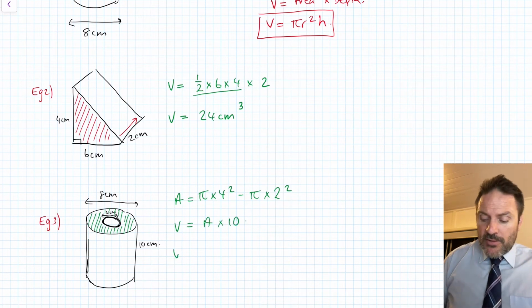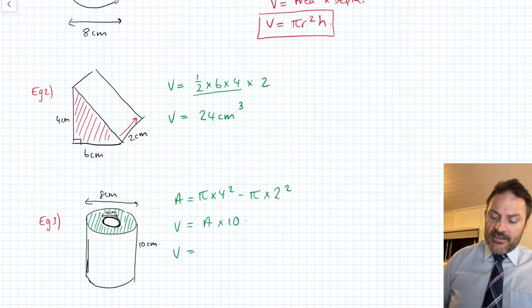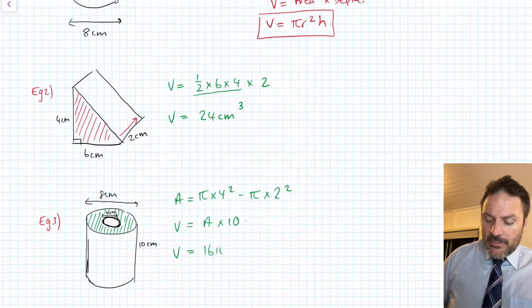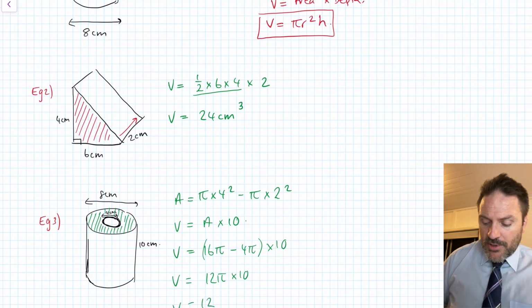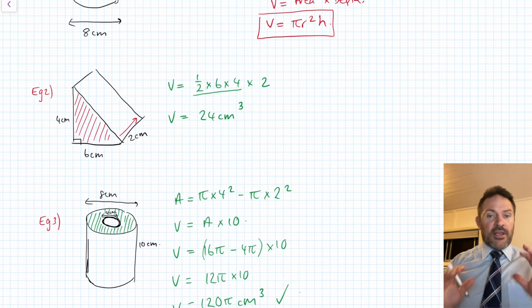Okay, so 4 squared is 16 pi. So we get 16 pi minus 4 pi, and we're going to times that whole thing by 10. So that makes it 12 pi times 10. That makes it 120 pi centimeters cubed. Again, I'm going to keep it in exact form. Now that's one method you could have used.